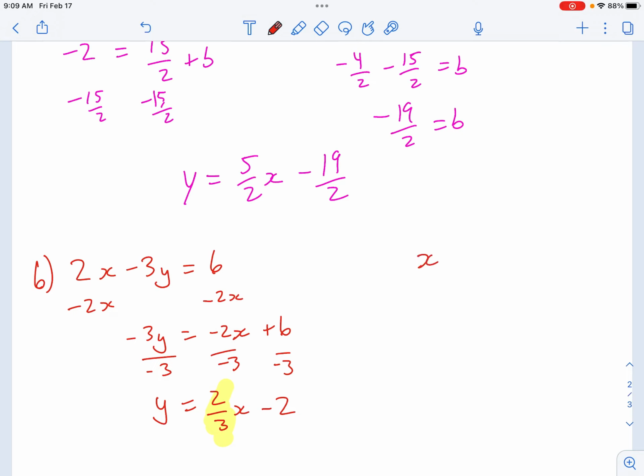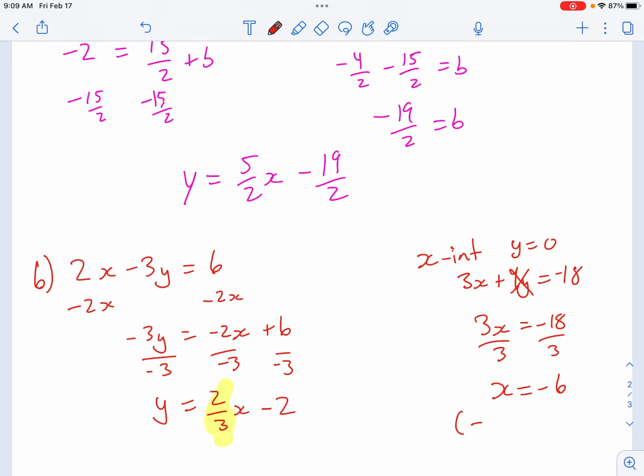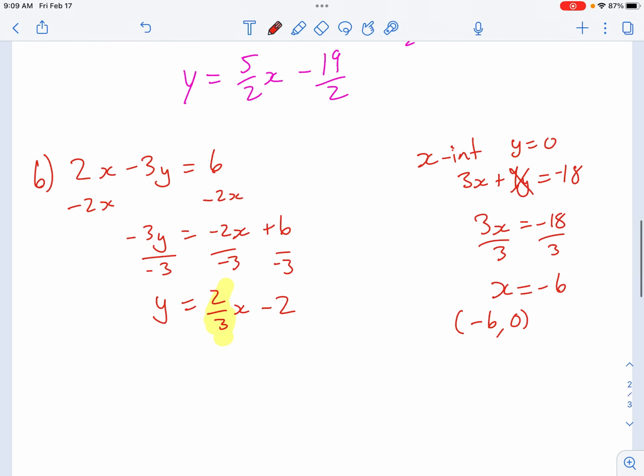And the point I'm given is an x-intercept of this one, 3x plus 4y is equal to negative 18. Now, if I have an x-intercept, y is equal to 0, which means this is going to be gone. So I have 3x is equal to negative 18. Divide by 3. X is equal to negative 6. So my point is really negative 6 and 0.